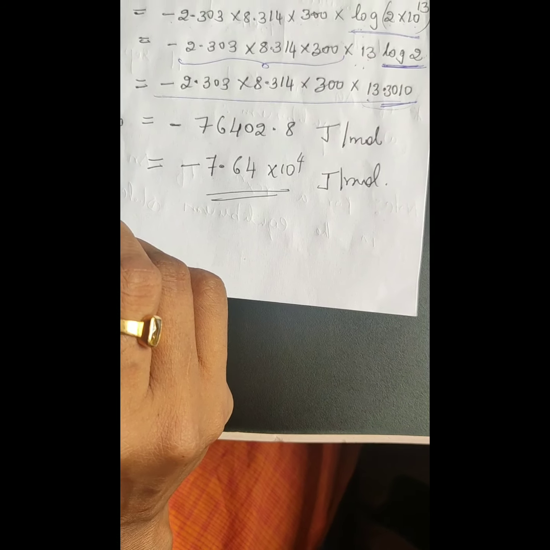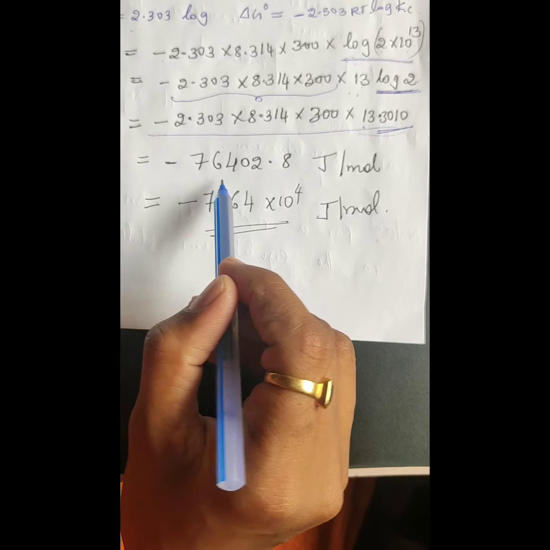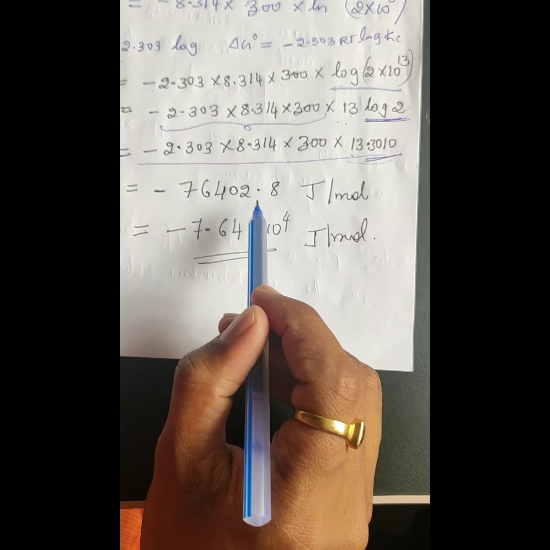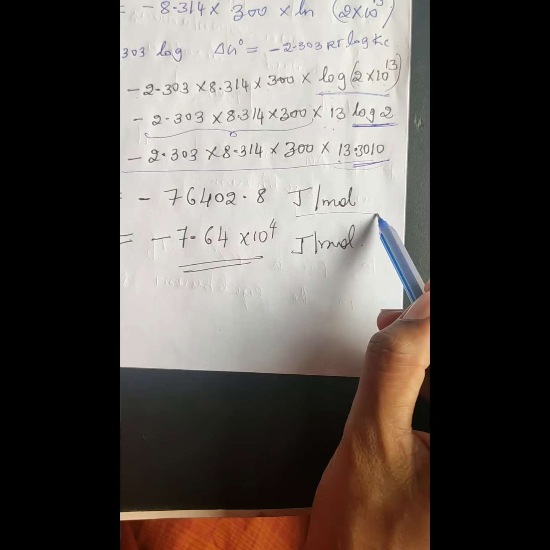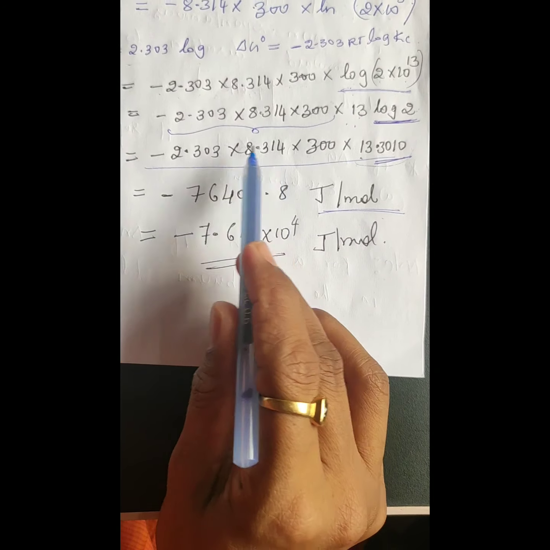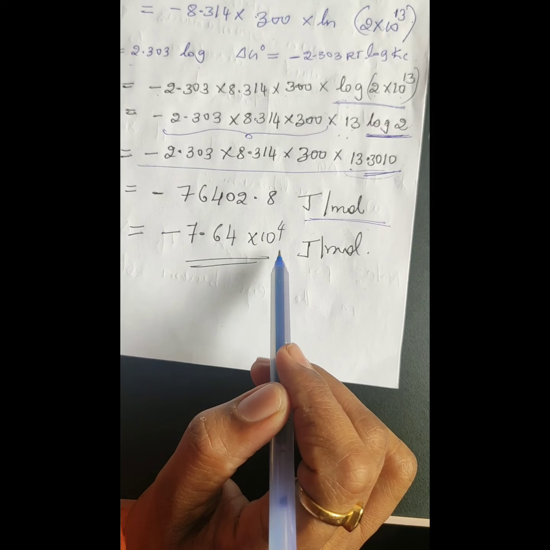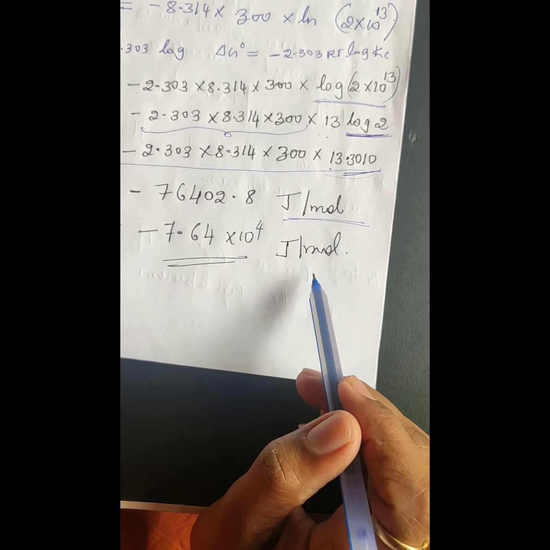After checking the log, you have to simplify or multiply directly, and we get the delta G naught value equal to minus 76,402.8 joules per mole. Or you can rearrange by shifting the decimal point and express it as minus 7.64 into 10 to the power 4 joules per mole.